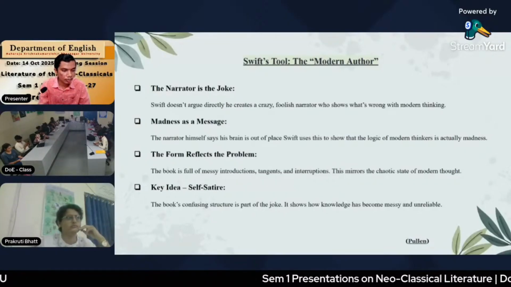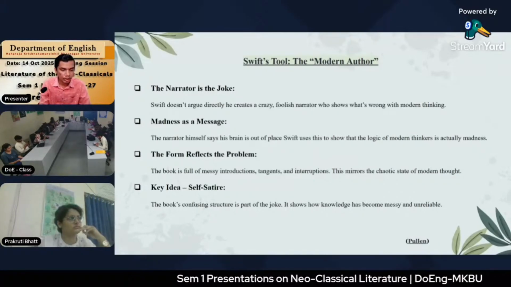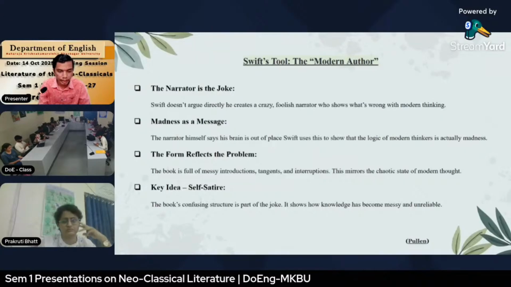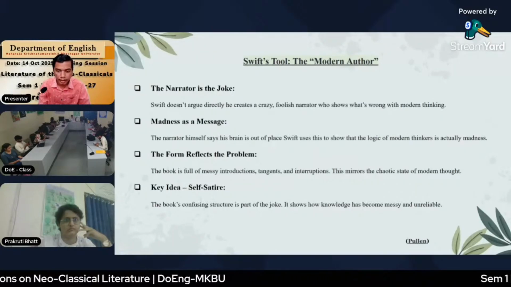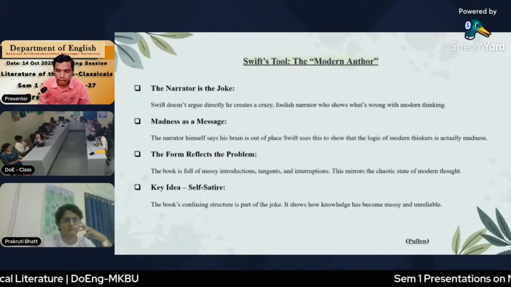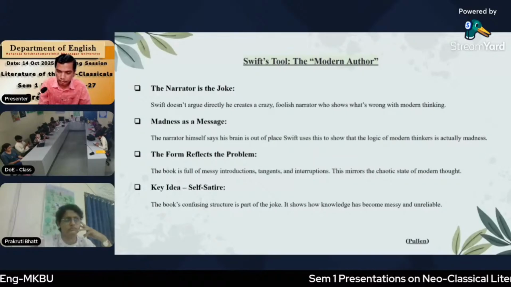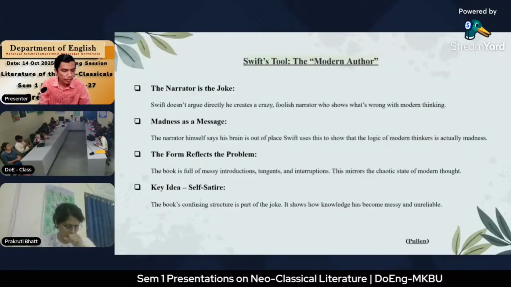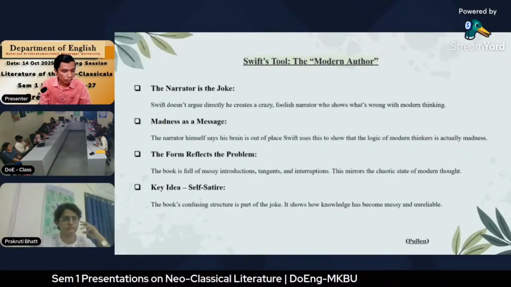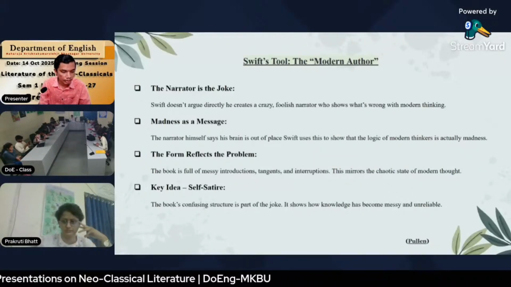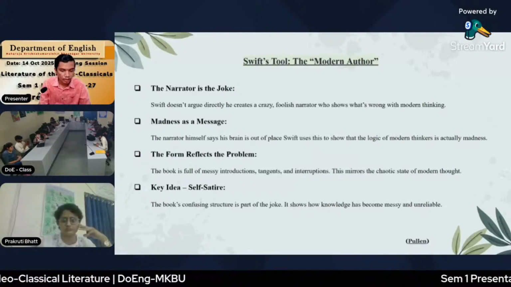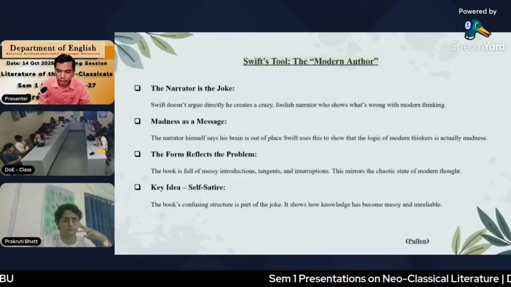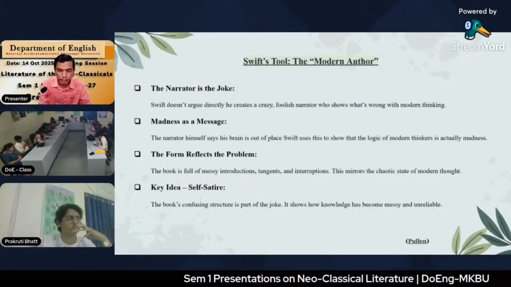The book is full of messy introductions, tangents, and interpretations. This mirrors the chaotic state of modern truth. Key idea: self satire. The book's confused structure is part of the joke. It shows how knowledge has become messy and unreliable.